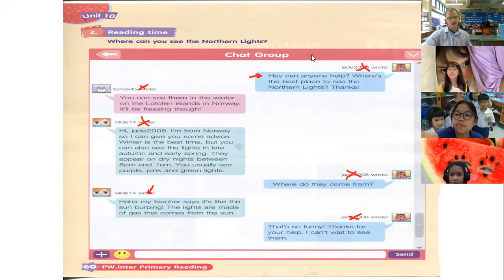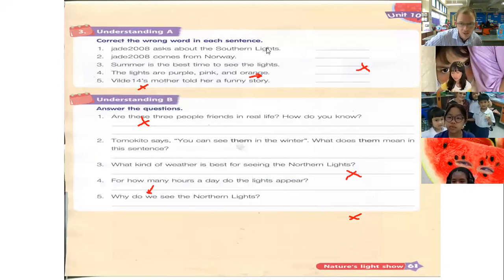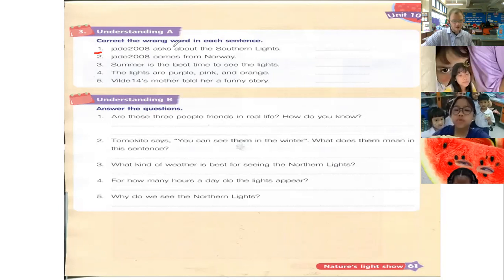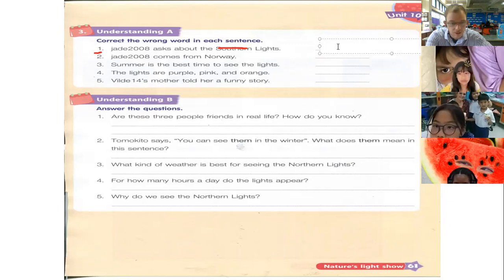Excellent. Well done. Very well done, guys. Good job. So let's quickly answer these questions. I think we looked at them last time. Let's see if you remember some of them. So first thing, number one, correct the wrong word. Jade 2008 asks about the southern lights. Which word is incorrect? Southern lights, what is it supposed to be? It has to be northern lights. Yes, excellent. Good job.